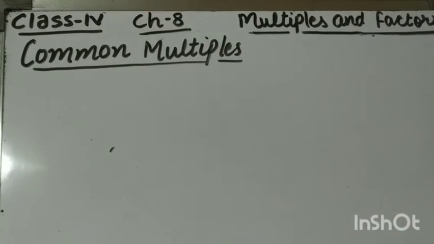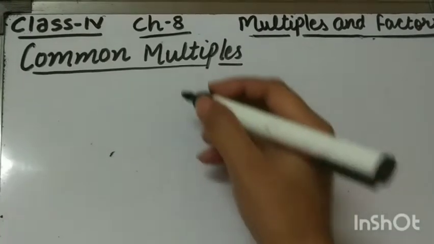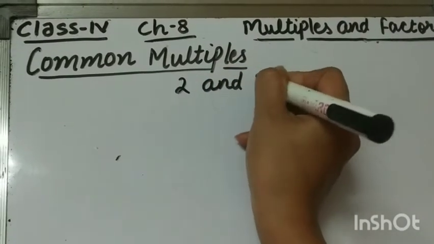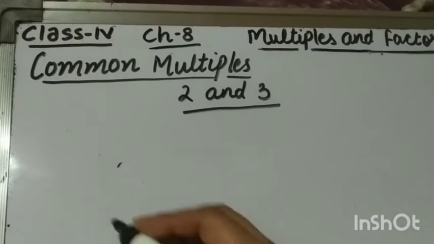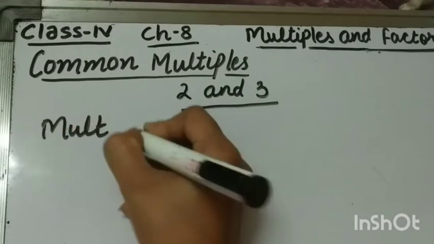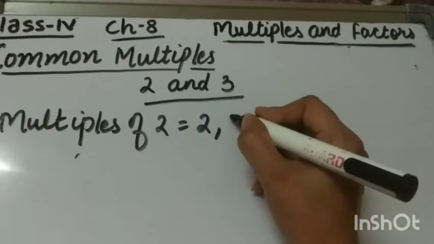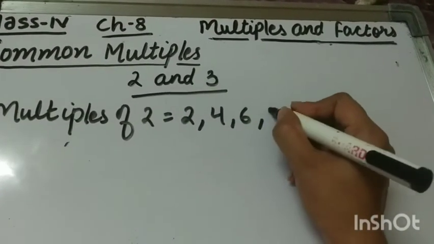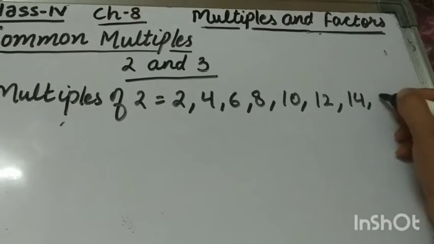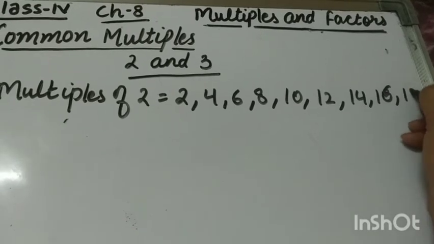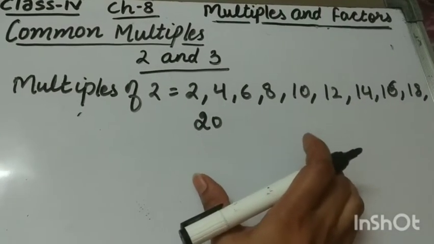Next is common multiples. I will explain with an example. Suppose we have to find the first 3 common multiples of 2 and 3. First of all, we will write the multiples of 2. Multiples of 2 are 2 1s are 2, 2 2s are 4, 2 3s are 6, 2 4s are 8, 2 5s are 10, 2 6s are 12, 2 7s are 14, 2 8s are 16, 2 9s are 18 and 2 tens are 20. These are the first 10 multiples of 2.